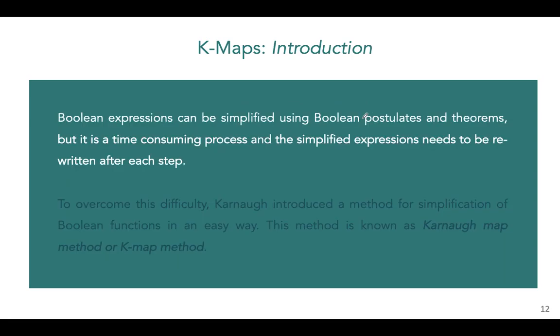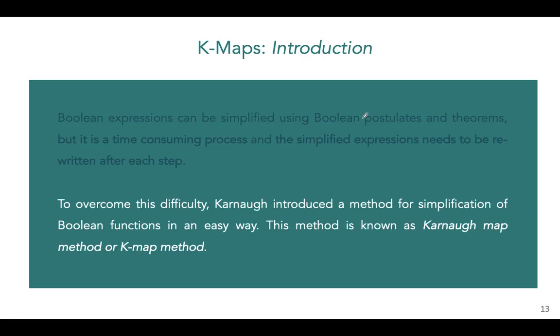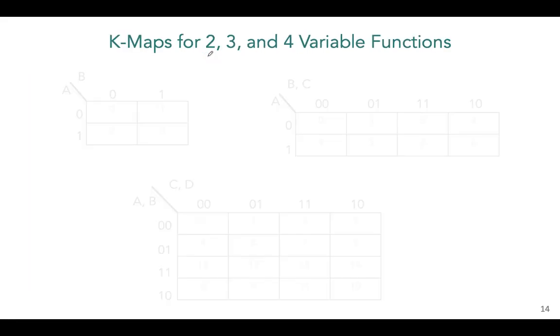Now, Boolean expressions can be simplified using Boolean postulates and theorems, but that is a time-consuming process. Plus, the simplified expressions need to be rewritten after each step, so it's complicated, it's time-consuming, and it requires a lot of resources. Now, to overcome this difficulty, Carnot introduced a method for simplification of Boolean functions in a very easy way. This method is known as the Carnot map method, or simply the K-map method. So that's where this term comes from. K is essentially short for Carnot. So let's take a look at what these K-maps look like for 2, 3 and 4 variable functions.